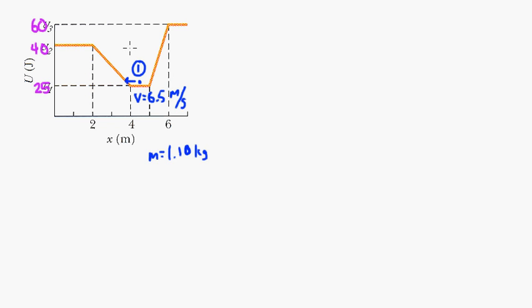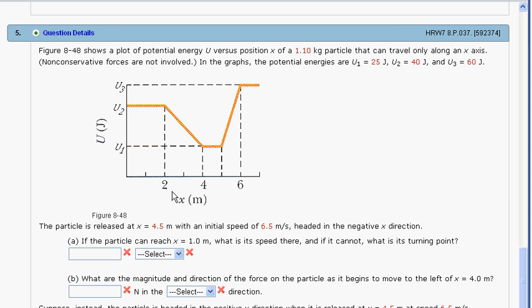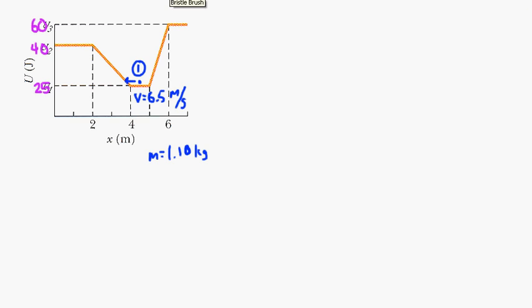And so for the first problem, we want to find out if it can reach spot 2, and what's its speed there. Okay, so right here is spot 1, and so spot 2, we want to find out if it can reach spot 2. So, again, as with so many of these things, we do energy balance. So, kinetic energy here, potential energy here, and then mechanical energy here.